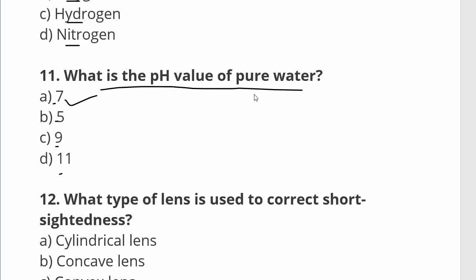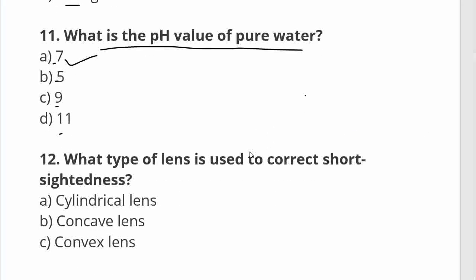The pH value of pure water is 7. Pure water is neutral with a pH value of 7 at 25 degrees C. The pH scale measures acidity or alkalinity, where 7 indicates neutrality. Below 7 is acidic and above 7 is basic. Now the next question.